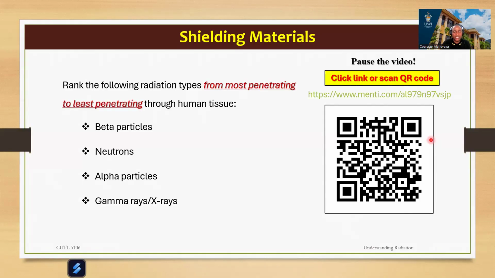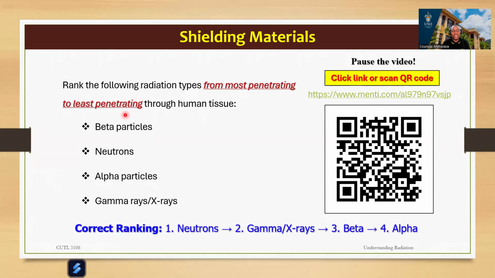So now just to test your knowledge on what we've covered so far, can you scan the QR code? You can pause the video at this point, scan the QR code or click the Mentimeter link, and answer this question. Here you are required to rank these radiation types from the most penetrating to the least penetrating through human tissue. The correct ranking would be neutrons as the most penetrating, followed by X-rays and gamma rays, which are pretty much on the same order of penetrating power, followed by beta particles, and then lastly, alpha particles.